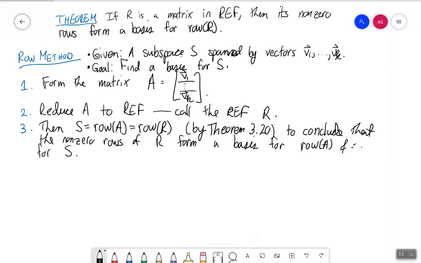I do want to point out, though, using the row method, the vectors you get are usually different from the vectors that you start with. You can see that by looking at the last example. But what if we want to find a basis for S which just omits some of the given vectors? We'll see how to do that in the next video using the column method.